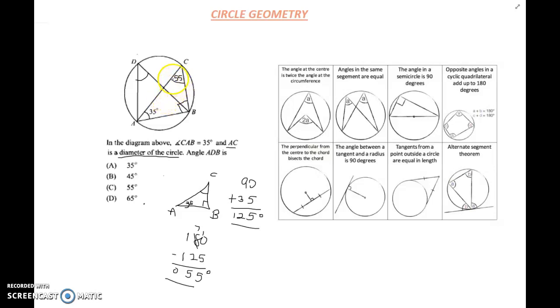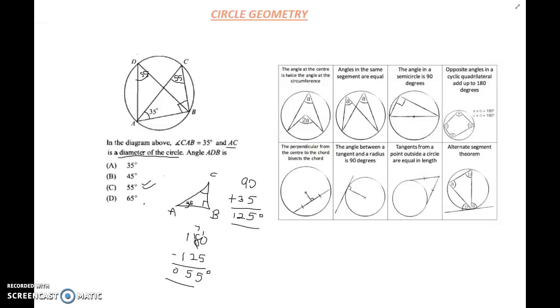Now we want to find this angle at the top here at the circumference. This takes us to our second rule: angles in the same segment are equal. Remember, this line here is the chord. This big piece is the major segment, and this little piece is the minor segment. These two angles here are in the same segment. So therefore, if this is 55, this is also 55. So my answer is actually C. That's the rule we use: angles in the same segment are equal.